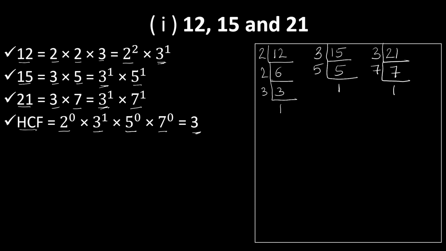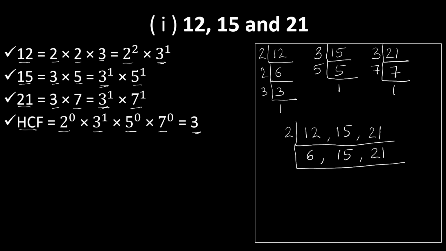Now, let's find out the LCM, lowest common multiple of 12, 15 and 21 using the prime factorization method only. 12, 15 and 21. First of all, we will divide it with 2. So, we are going to get 6 over here, here 15 and here 21. Now again, we can divide it with 2. We are going to get 3 over here, here 15 and here 21. Now, we can divide all these 3 numbers with 3. We are going to get 1 here, 5 here and 7 here.